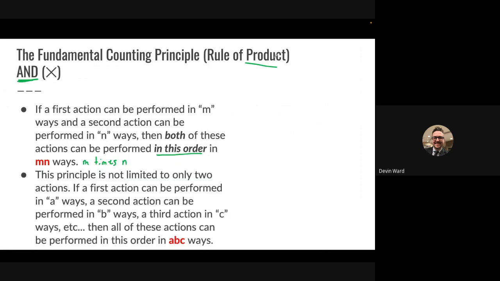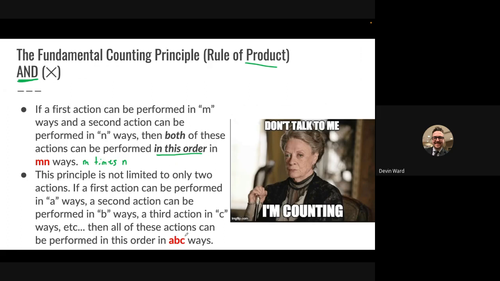This principle is not limited to only 2 actions. If the first action can be performed A ways, the second action B ways, and the third action C ways, then all these actions performed in a certain order would be A times B times C. So we're multiplying everything together. Okay, so this is multiplication.